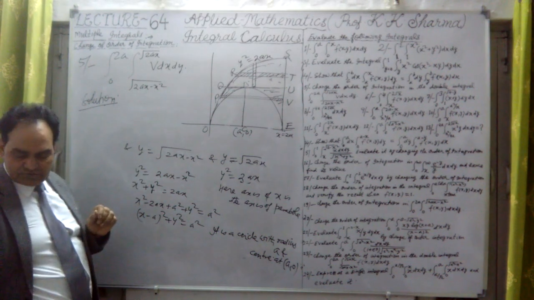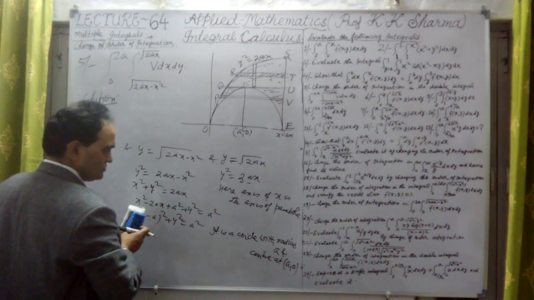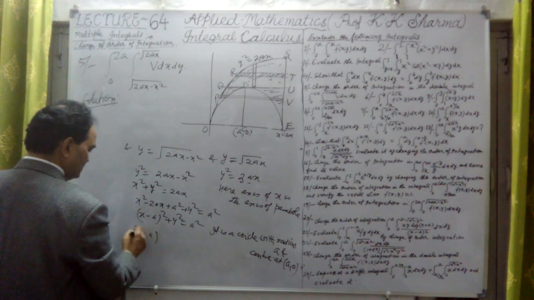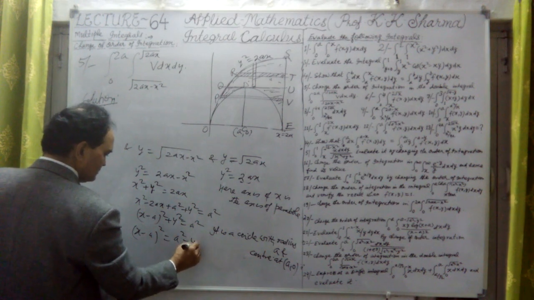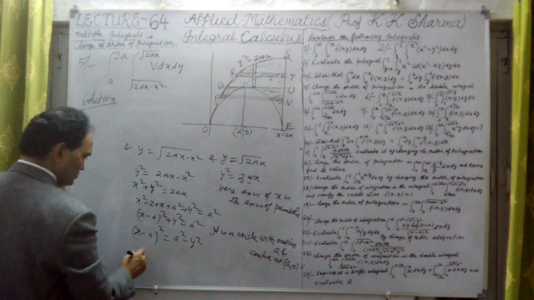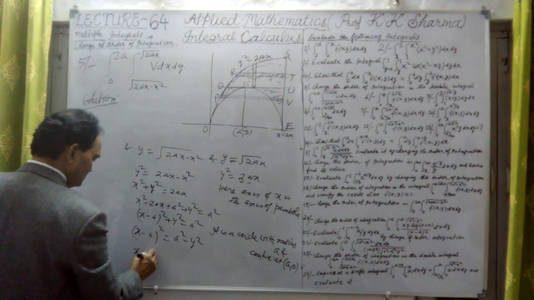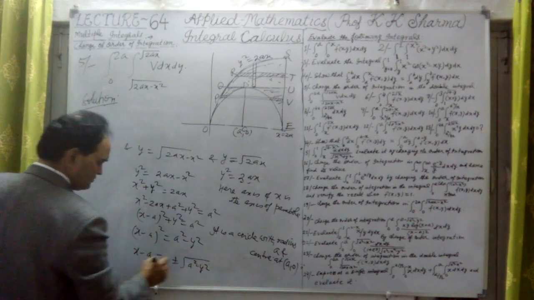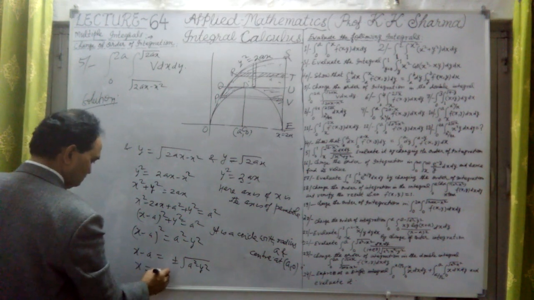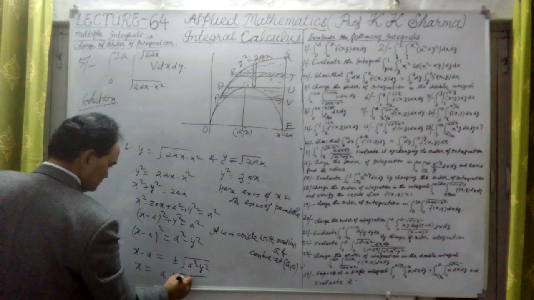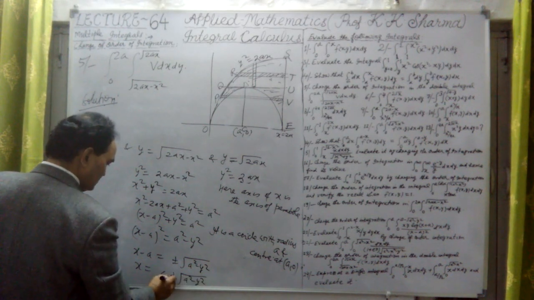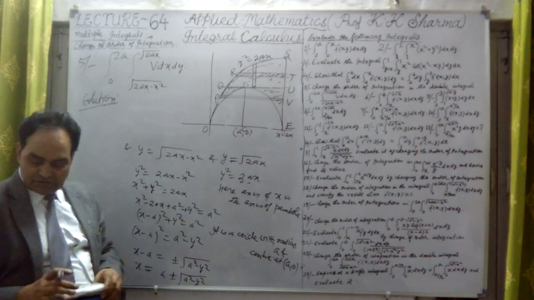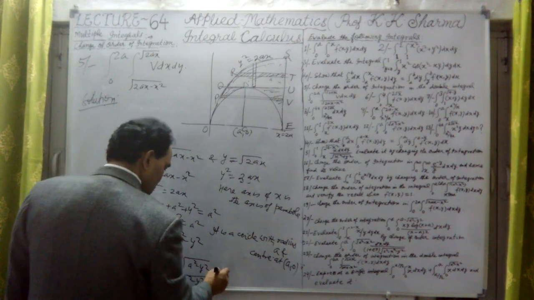Now if I find out that, let me take this question here. Now for this equation, we will find (x minus a) whole square is equal to a square minus y square. Or if I take the square root, x minus a is equal to plus or minus under root a square minus y square. Or x equals a plus or minus under root a square minus y square. This is the value of x if we have to find out.